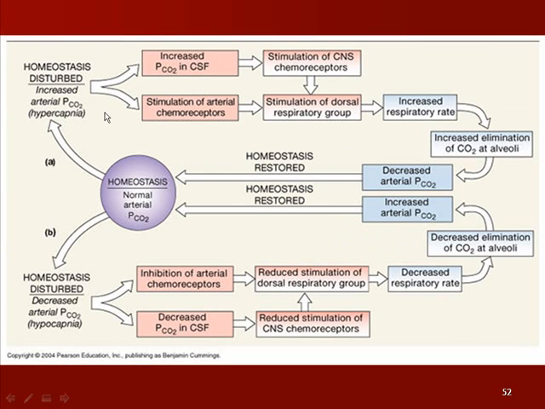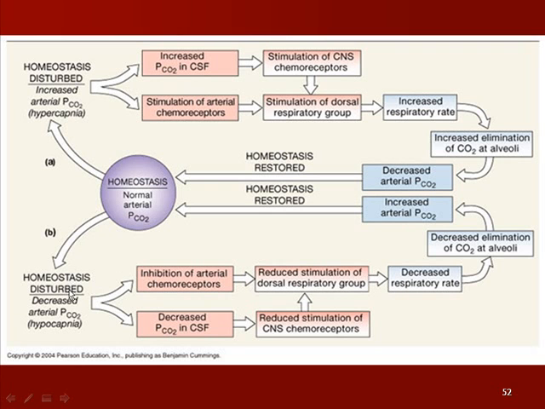Again, you can see our focus is on homeostasis, looking at disturbances in homeostasis. Increased arterial PCO2, which refers to hypercapnia, gives you an increase of PCO2 in the CSF, and stimulation of the arterial chemoreceptors and the CNS chemoreceptors, which will stimulate the dorsal respiratory group, which in turn will increase the respiratory rate. This increases the elimination of CO2 at the alveoli. You get decreased arterial PCO2, and homeostasis is restored.